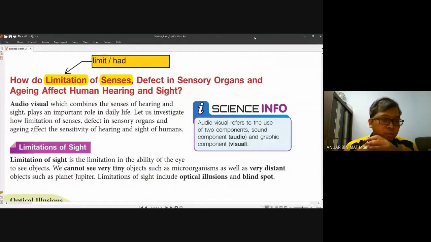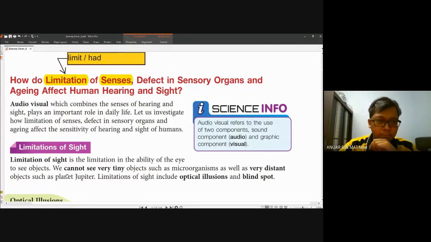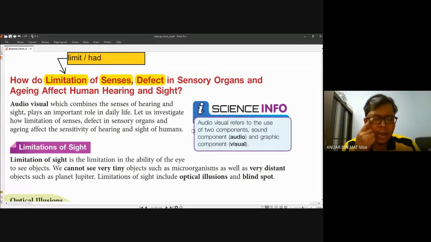So today we are going to learn about the limitation of senses. Number one, limitation. Number two, the defects in sensory organs. What do you mean by defects? Defects mean there is something wrong with the sensory organ. Maybe, for example, an accident. Our eyes, for example, are not working properly. Defects mean not working properly.